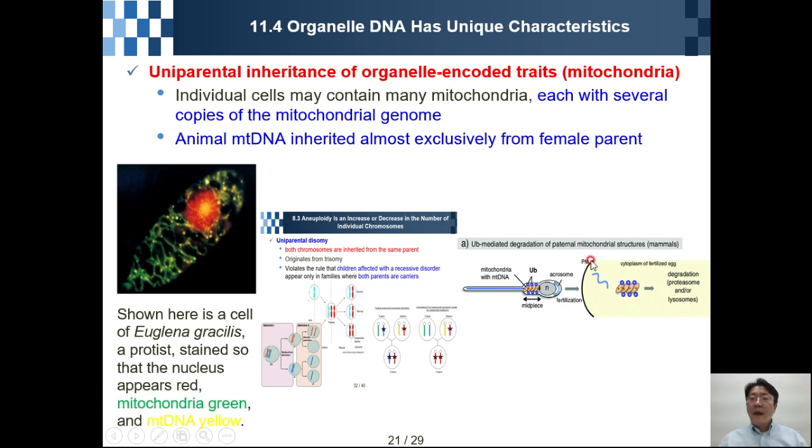So the egg also has its own mitochondria, but these mitochondria are not tagged with ubiquitin, so only the mitochondrial DNA that comes from the female can exist. Okay, so this is the uniparental inheritance of organelle-encoded traits, especially in the mitochondria.